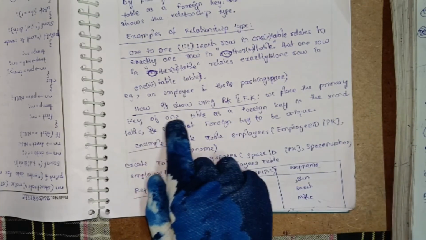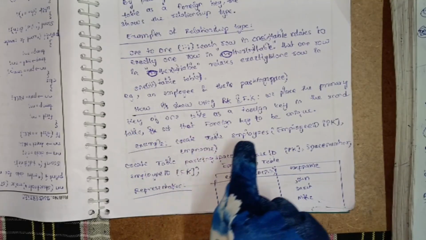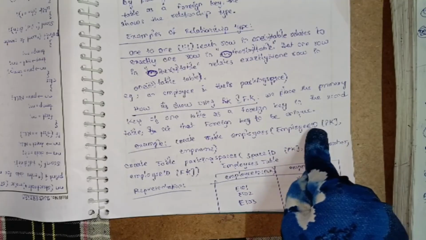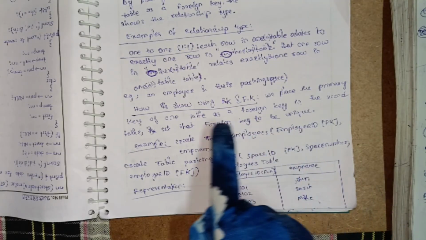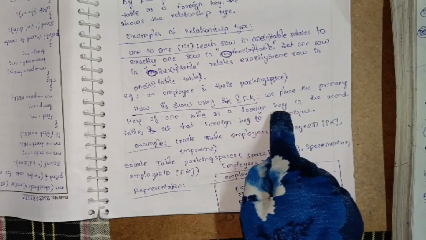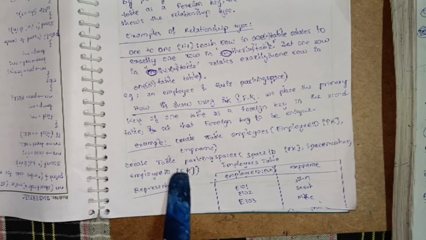So here we are placing the primary key of one table. The primary employees table's primary key is employee id, and we are placing it in the second table as the foreign key. So in the second table we are placing it.